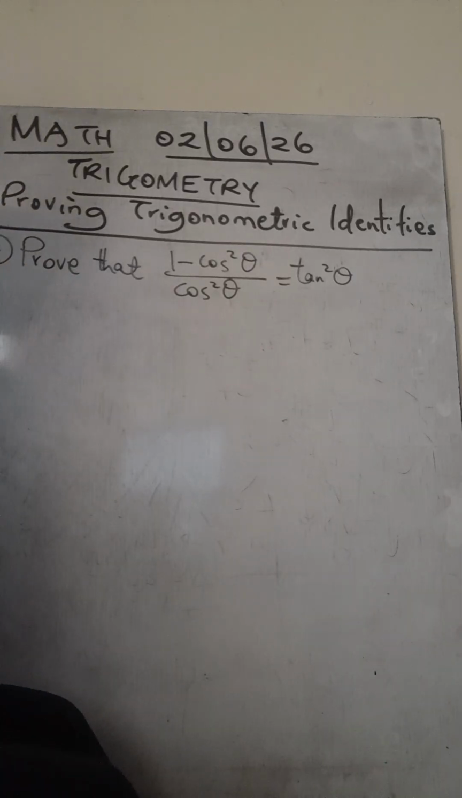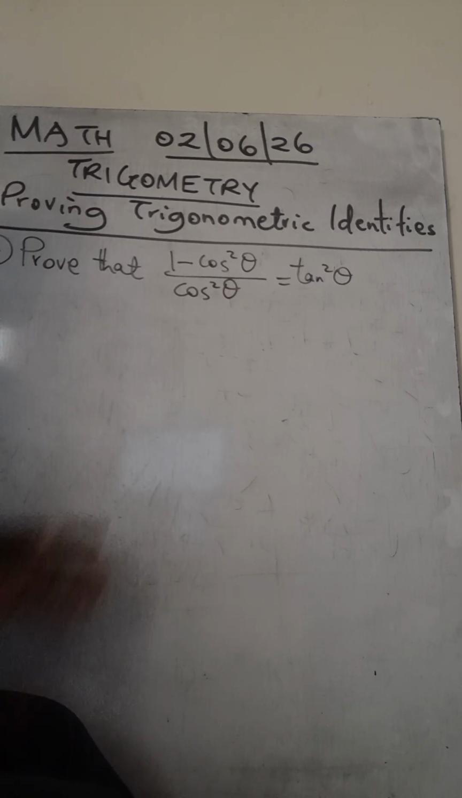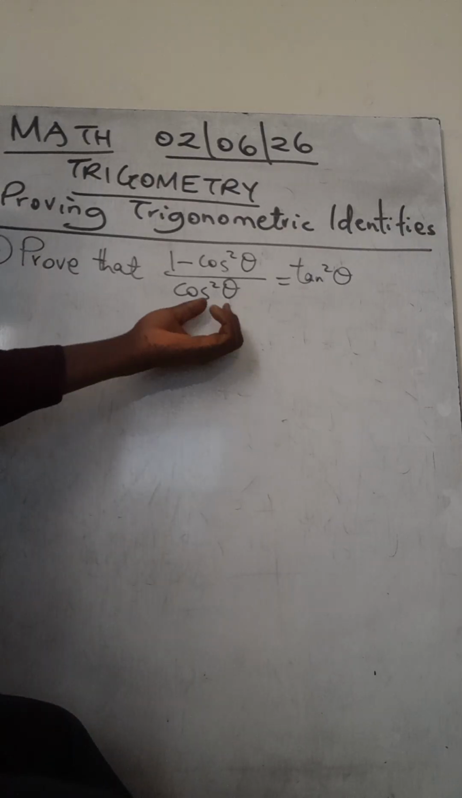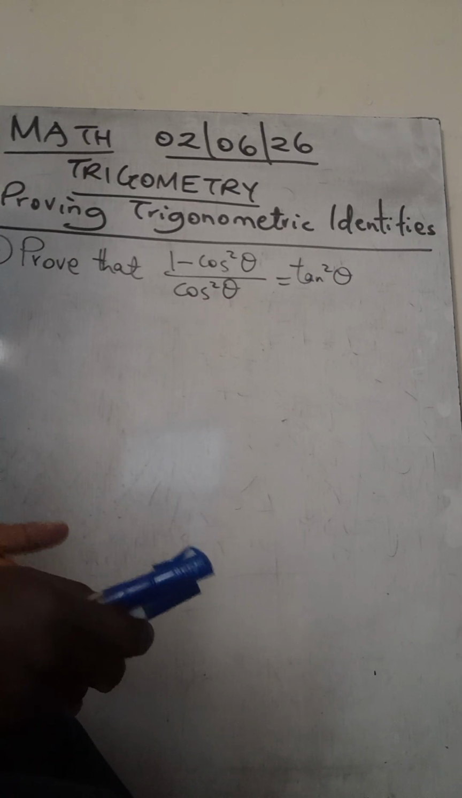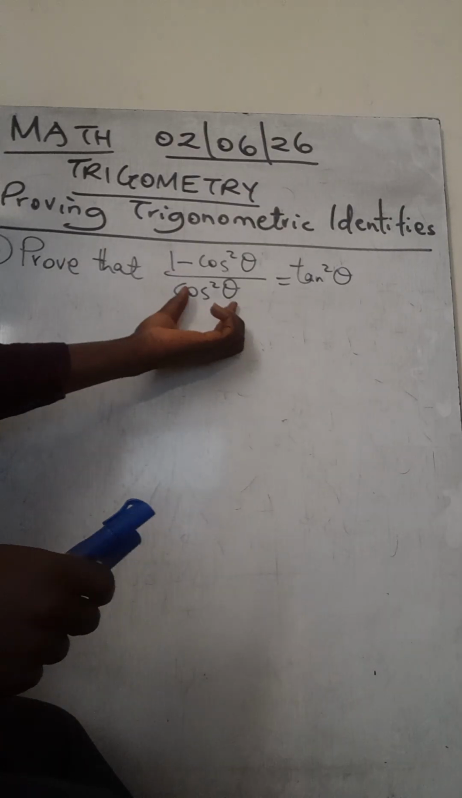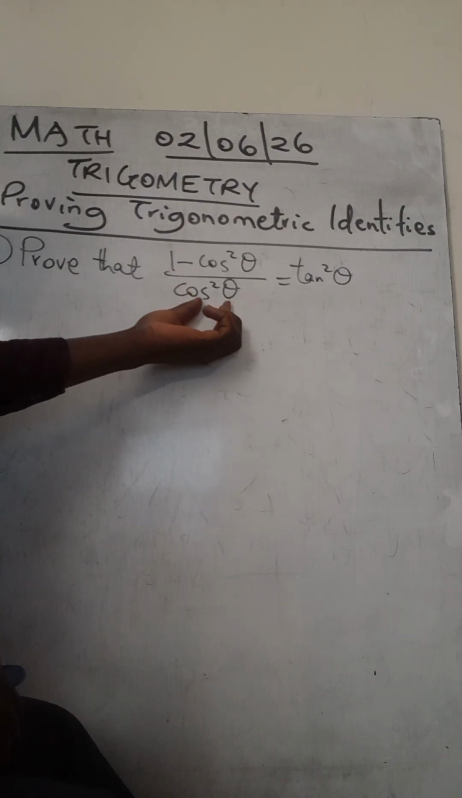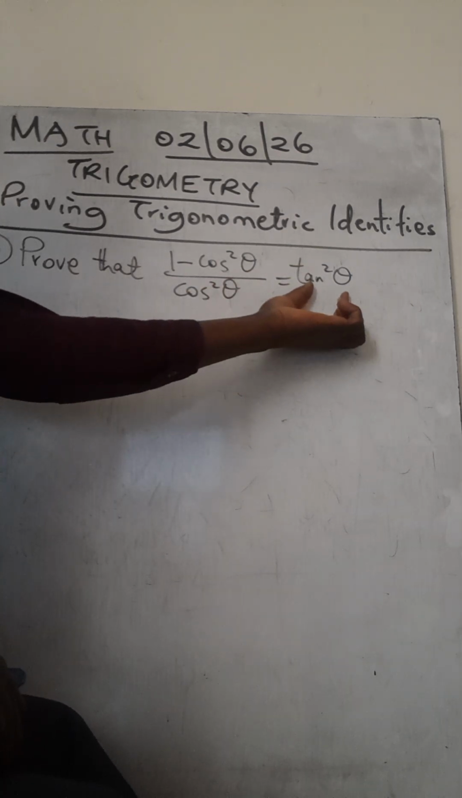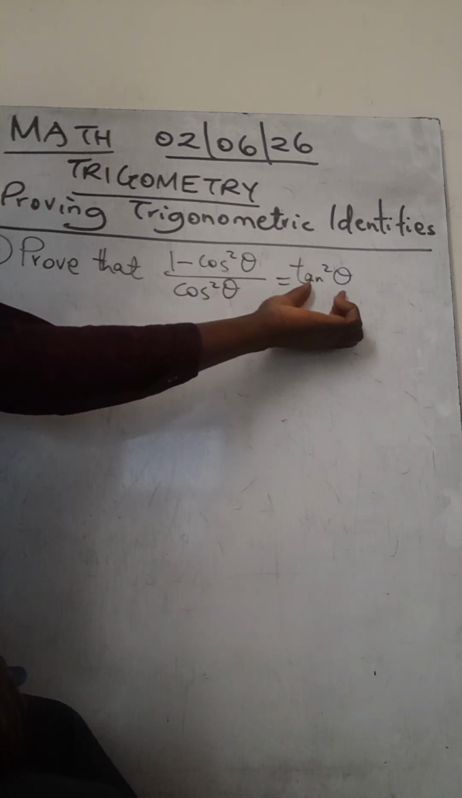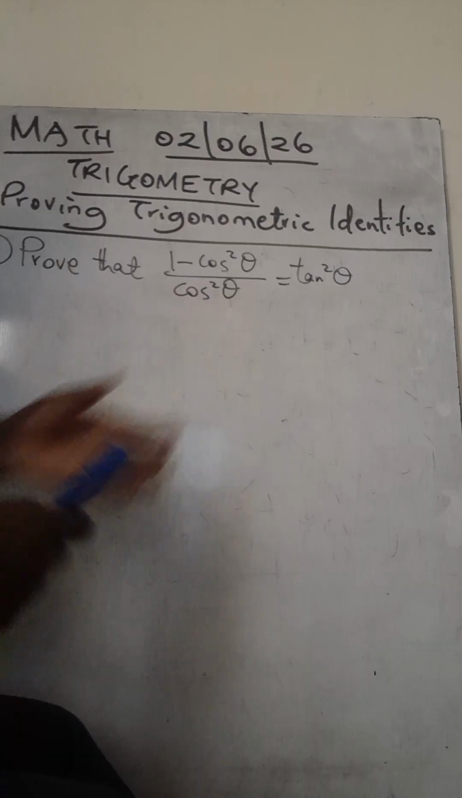Hello viewers, we are still on this concept of trigonometry, and today we want to prove identities. The first question says that we prove this identity. You prove that the left hand side equals the right hand side. So there are two ways of doing it. You can choose to prove the left and show that it equals this, or choose to manipulate this one on the right hand side so that it looks like this.